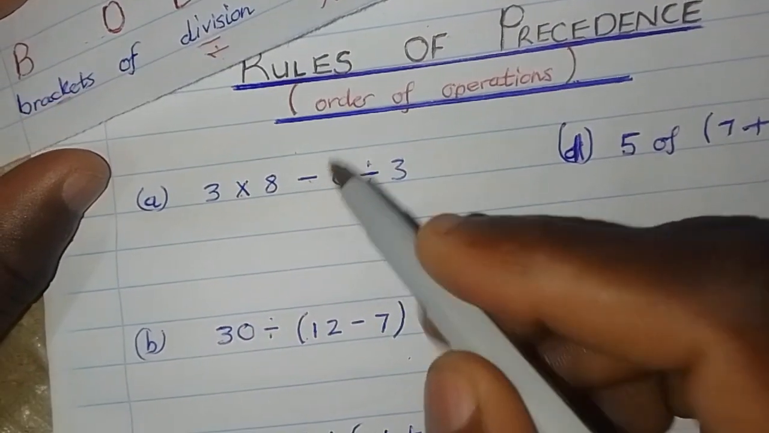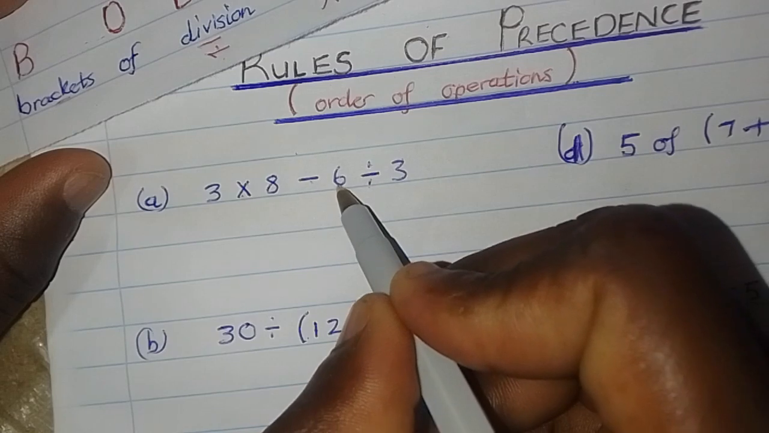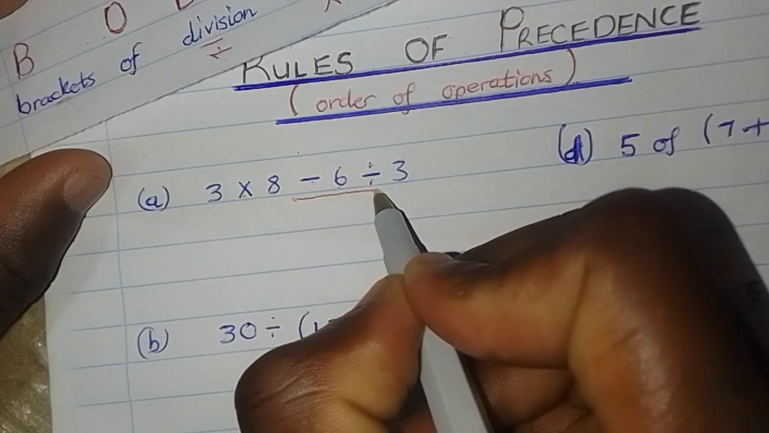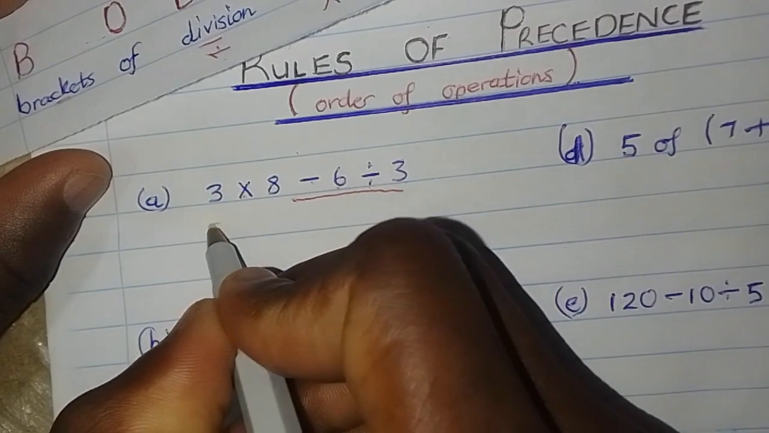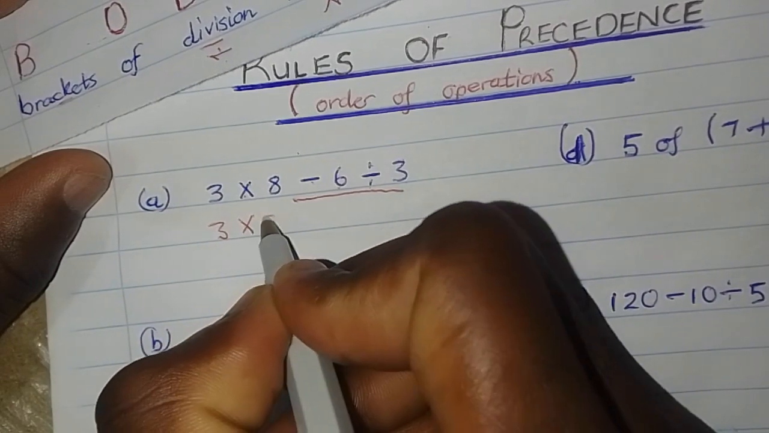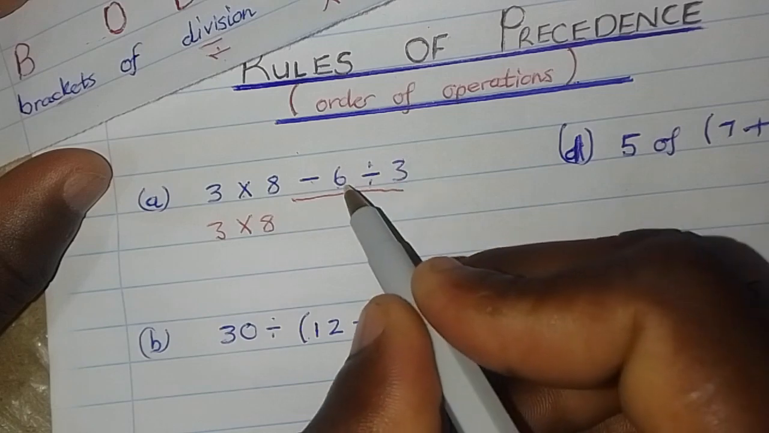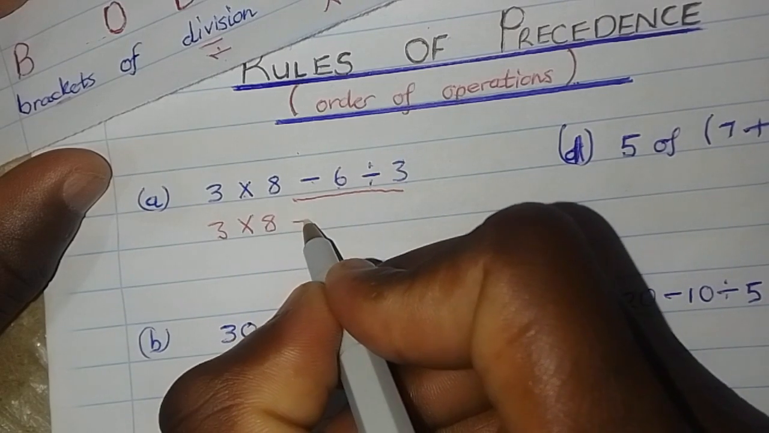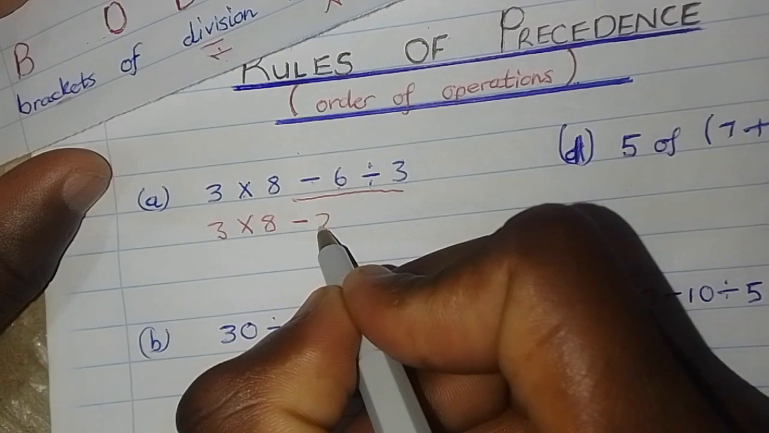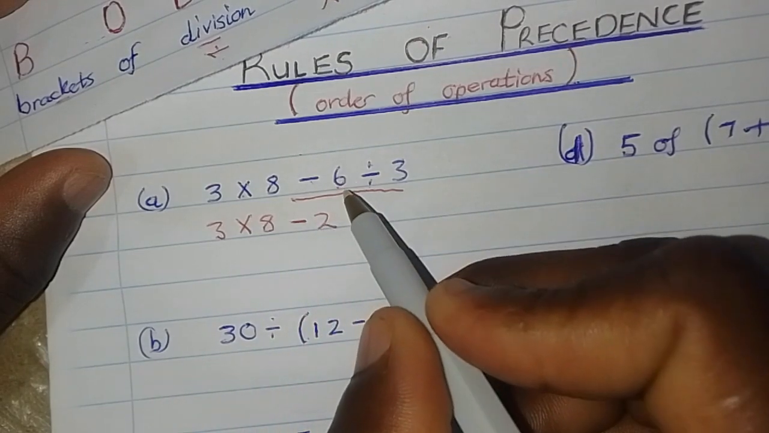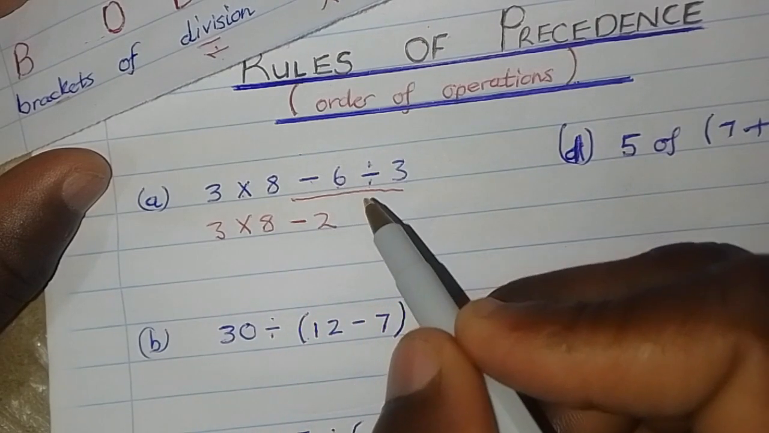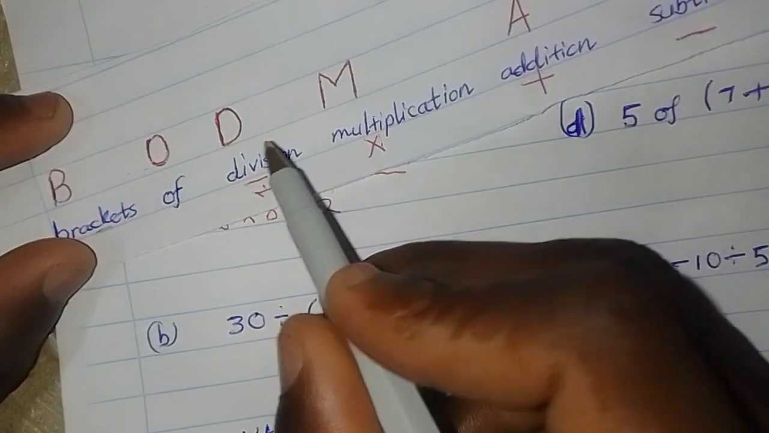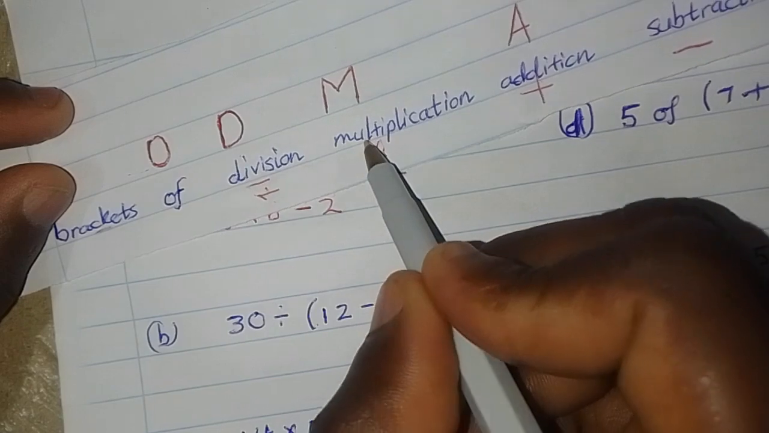So let's divide together, guys. -6 divided by 3. So we are going to deal with this part here. Then let's maintain the first part, 3 times 8, and -6 divided by 3. I'm sure you'll get -2. If you have forgotten how to divide directed numbers, go back to our previous videos on how to do this. Then after division, we have to move on to multiplication.